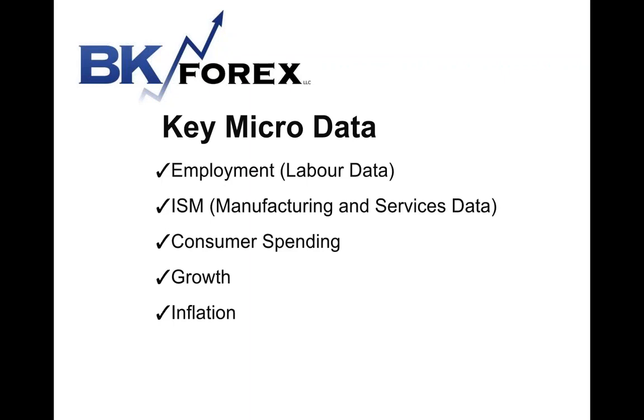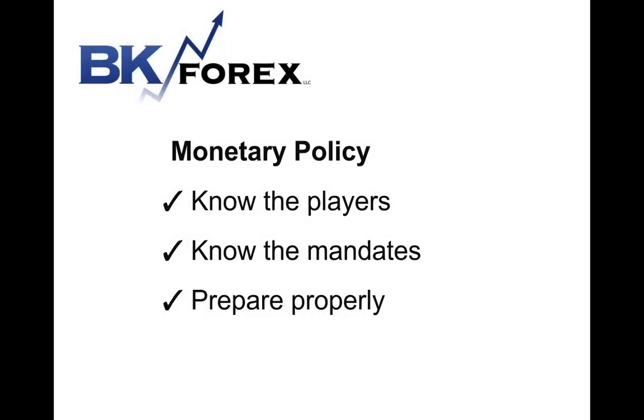Key micro trade data that is important to watch always when we're looking for this, subcomponents of our macro theme. And labor data always the most important. ISM the second. Consumer spending the third, because consumers are always the single most important component of the economy. And then after that, you look for inflation numbers and the GDP growth numbers on that side.